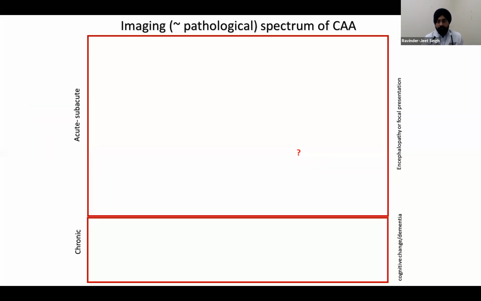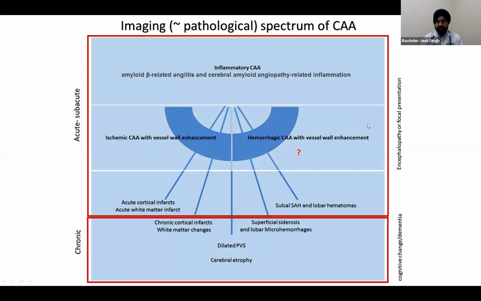And again, looking at the spectrum, we always want to look at one slide which summarizes the different imaging as well as clinical spectrum. So if we look at the acute subacute presentation to chronic, and from cognitive to encephalopathy or focal presentation, basically this is a summary. What it describes is that first there are changes in the vessel itself and the inflammation, which is the CARI spectrum. Then you have two different phenotypes. On the left, you have mainly the ischemic spectrum, where you have infarcts in the cortex, white matter changes, acute infarcts in the cortex, or acute infarct in the white matter, and ischemic CAA with vessel wall enhancement.